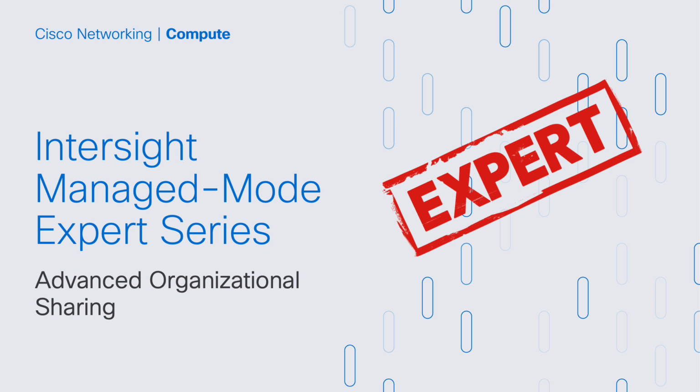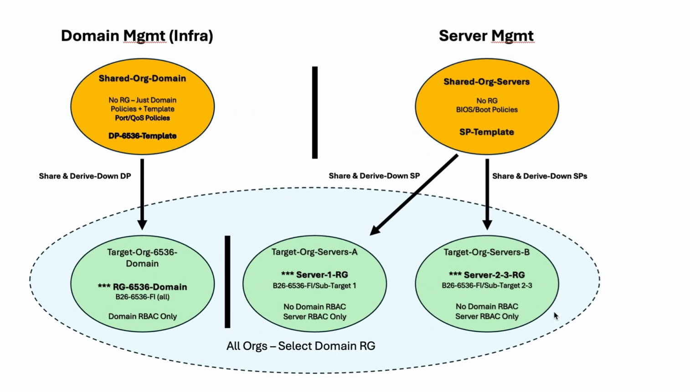So with that, let me go on to a PowerPoint slide that will actually show you what we're going to model out in Intersight. Okay, so in this particular use case of org sharing, the desired goal here is to segment and separate the domain management of UCS from that of server management. As you can see at the top here, we have two organizations that have been shared out.